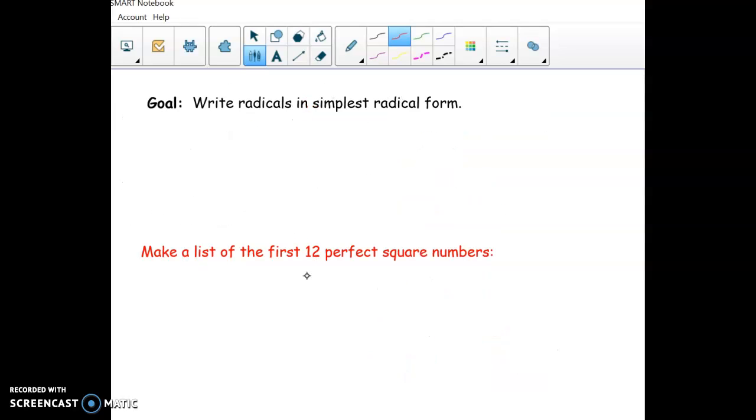If we start the list together, maybe 1 squared is 1, 2 squared is 4, 3 squared is 9. See if you can make a list and see how high you can get. It says 12, but maybe you do 12 or 13. Just pause the video and see how high you can get here.